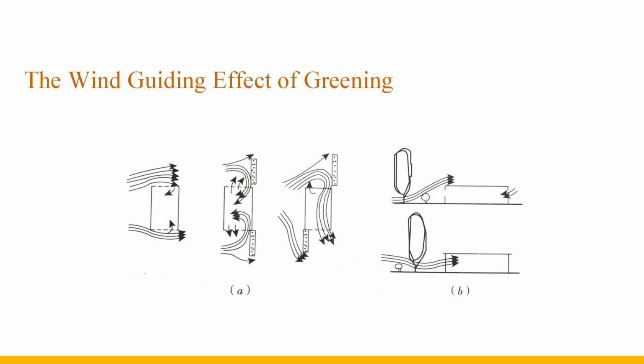The greening around the building can also play a role in guiding the wind, which can change the airflow field around the building and indoors. Fig A uses greenery to guide the airflow into the opening on the non-windward side. Fig B shows that if the height of the tree is reasonable, it guides the wind into the room, and vice versa, it will block the wind from entering the room.